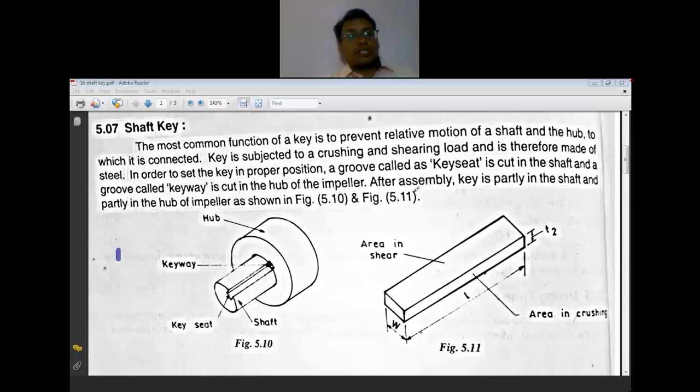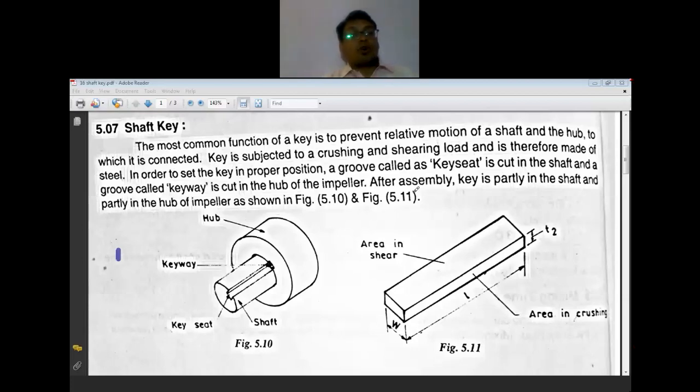Today we are going to discuss the agitator shaft key. In the last class, we discussed the shaft, how it is to be designed, and the different considerations for shaft design that we have talked about. Today we are going to discuss the shaft key.